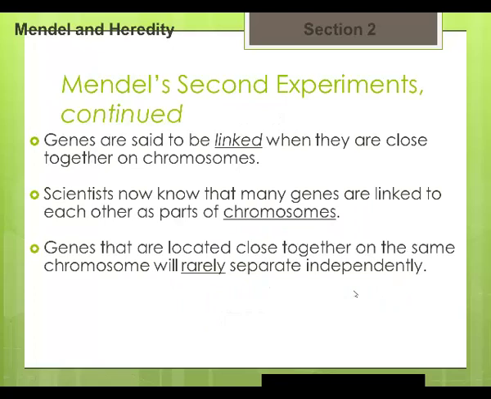Genes are said to be linked when they are close together on chromosomes. We have certain genes that are very close to one another on chromosomes. So when independent assortment occurs, when alleles are formed, typically those genes kind of go together with one another. Mendel didn't know this, but later on we found out that genes are linked to each other on parts of chromosomes. So one gene might line up right next to another gene on the same chromosome.